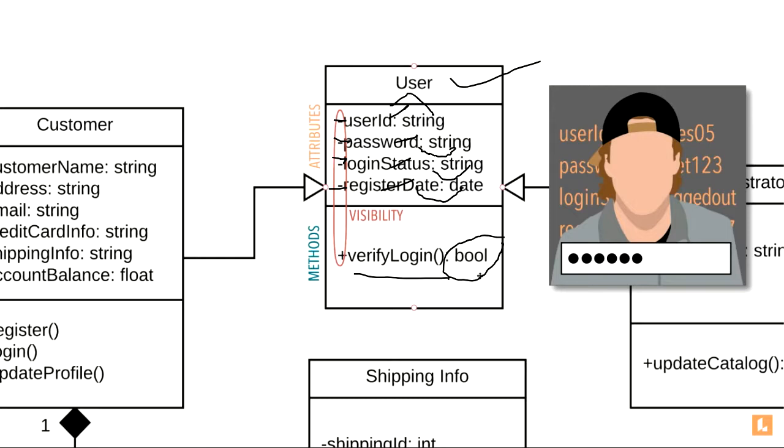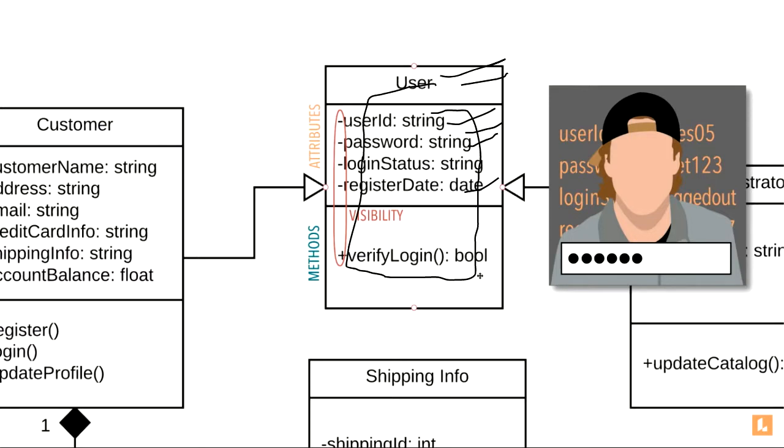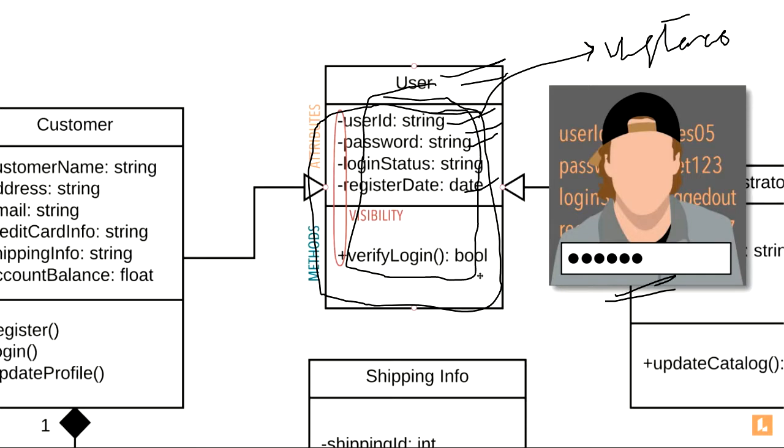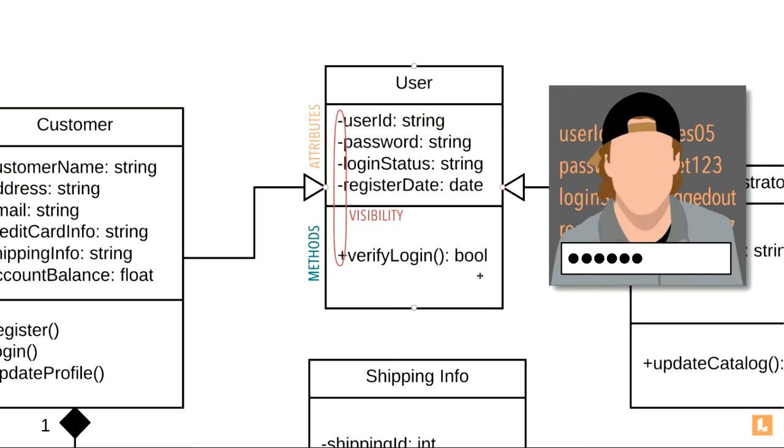So what is happening in this user class? This is your class. Now when you enter one particular value for user ID, login status, register date, what will you get from it? If you enter particular values in all these attributes and methods, what do you get? You get an object or an instance of that class, right? So this is how you have to read a class. Instance, object. Fine.